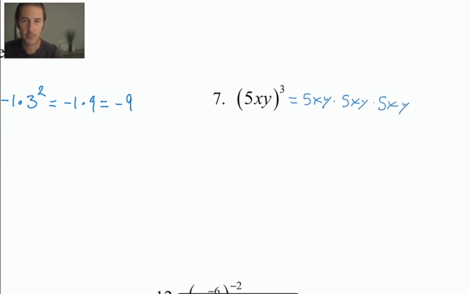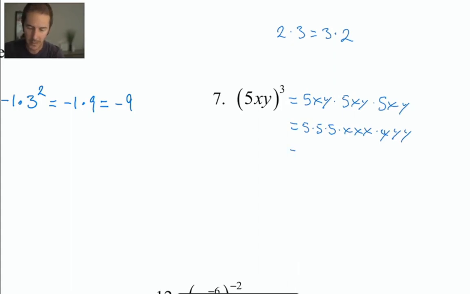Ultimately, you're not going to do it like this, but just to really drive home the concept, I want you to also realize that the 5 and the x and the y, each of those are individually separated by multiplication. So there's a lot of multiplication going on in this problem. And you might also remember the commutative property of multiplication, which says, for example, 2 times 3 is the same thing as 3 times 2. So if it's all multiplication, we can swap things around, and we could write this as 5 times 5 times 5 times x times x times x times y times y times y.